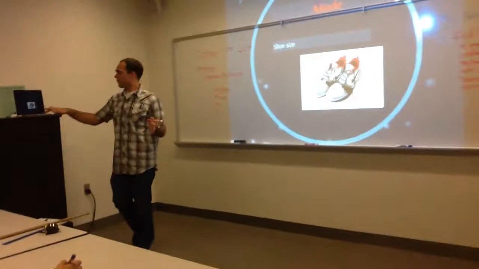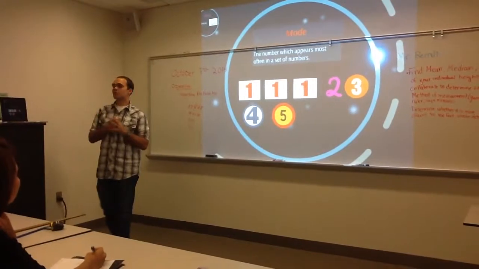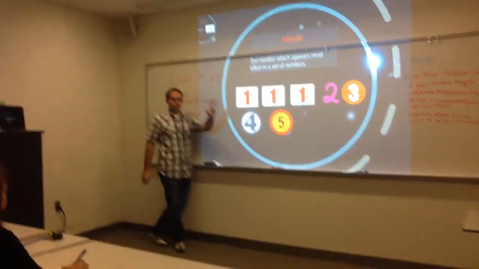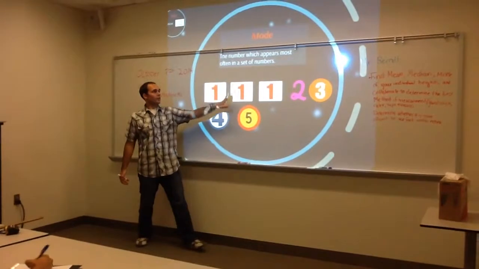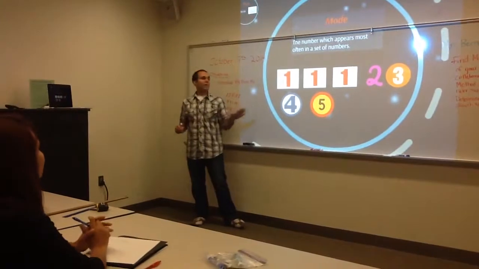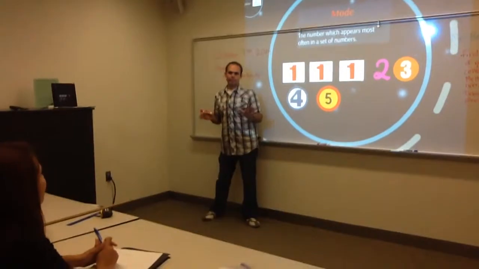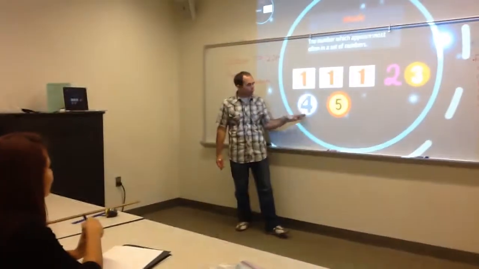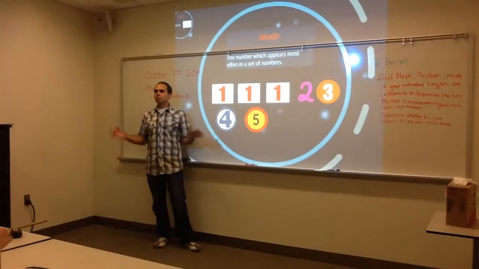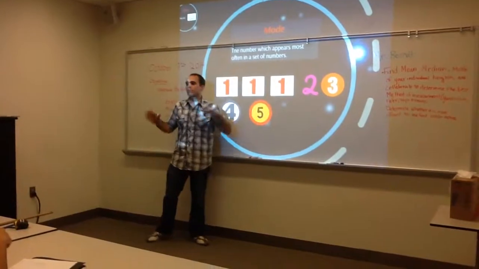And now let's go to the mode. So, the mode is the number which appears most often in a set of numbers. So, we have 1, 1, 1, 2, 3, 4, and a 5. What number is on here the most amount of times? 1. How many ones are there? 3. 1, 2, 3. Perfect. And there's only 1 five, only 1 four, 1 three, 1 two. So all you got to do with mode is just look to see which number appears the most, and that is your mode.